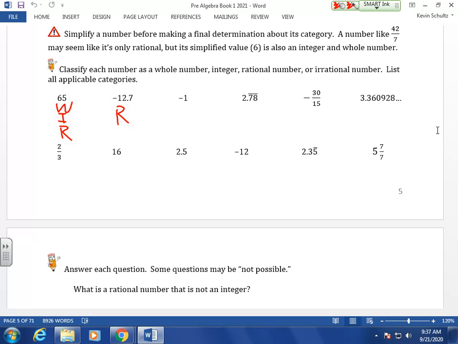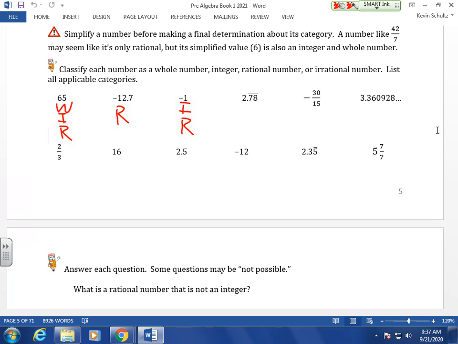Negative 1. Is negative 1 a whole number? Does it fit that definition? No, it does not. It is negative. Is it an integer? Yes, it is. Right? It's a negative, non-decimal, non-fraction. So it is an integer. And because it's an integer, we automatically know it is also what? Rational. If you write a W or an I, you better also write an R. Okay? Because those are part of that number set as well.